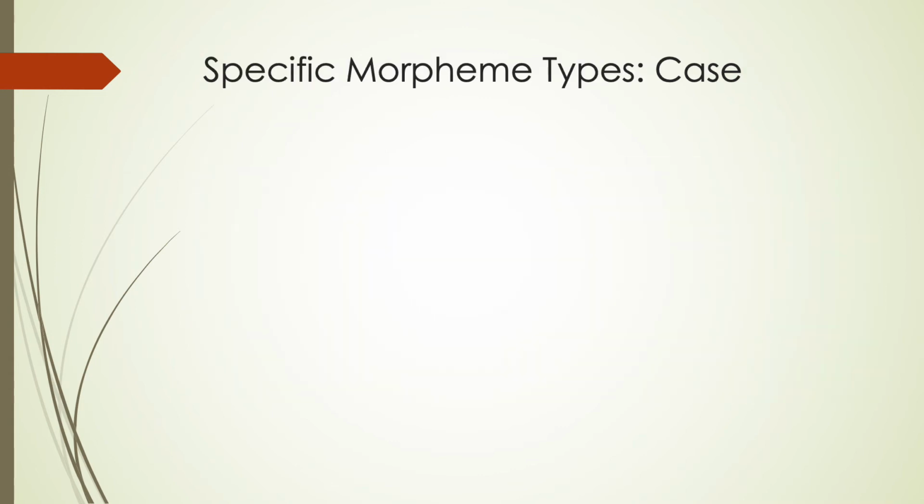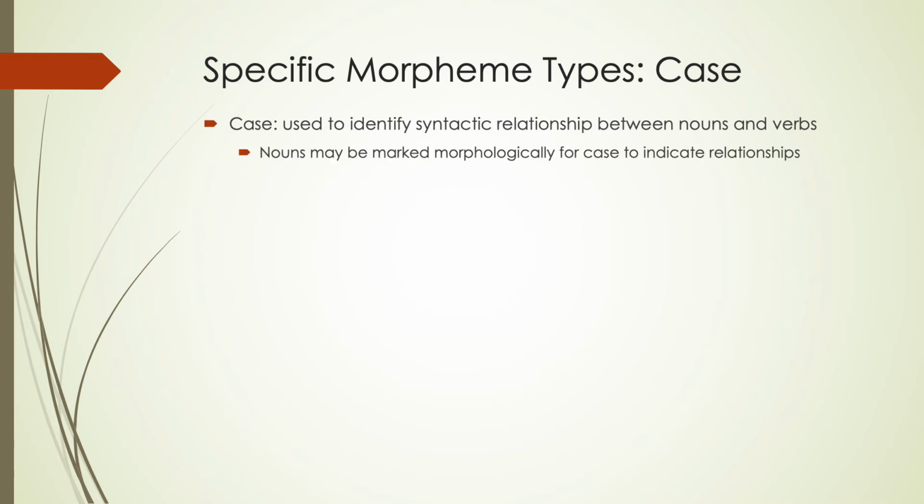The other important morpheme type that we need to talk about, and that we'll see a lot of as we move through the semester, is what I've already mentioned as case. Case is something that is also added to nouns, and this is an important morpheme type because it identifies what the syntactic relationship is between nouns and verbs in a sentence. So nouns can be marked for case to show the kind of relationship that there is.